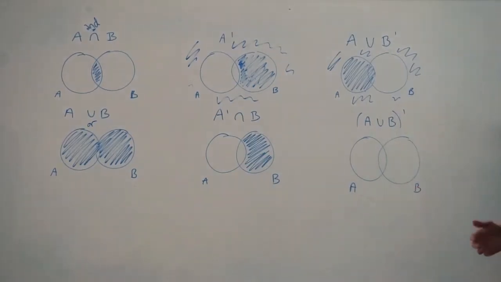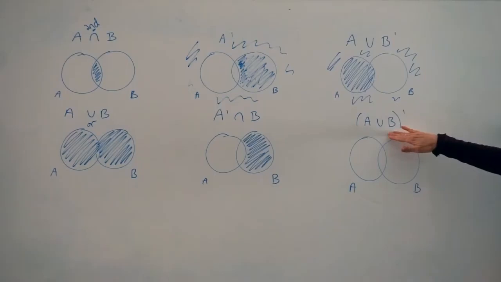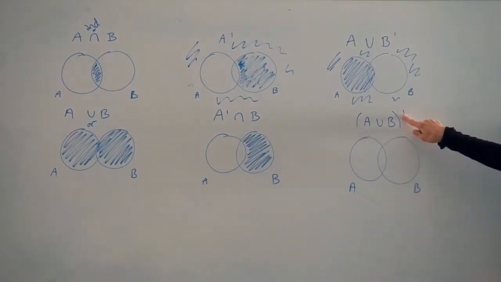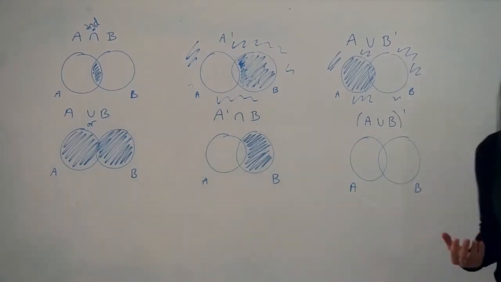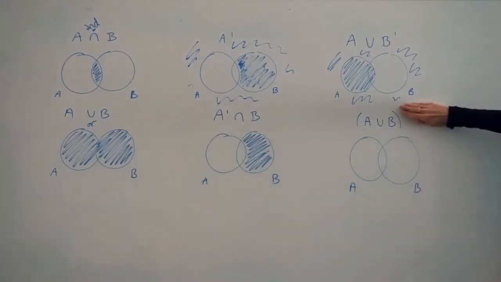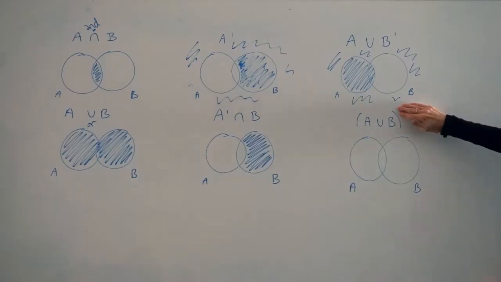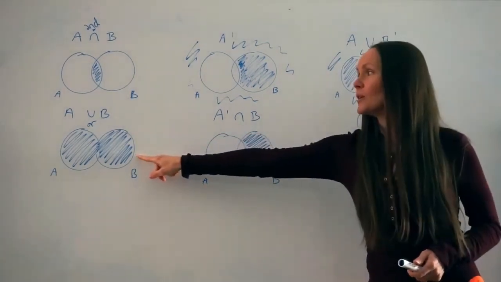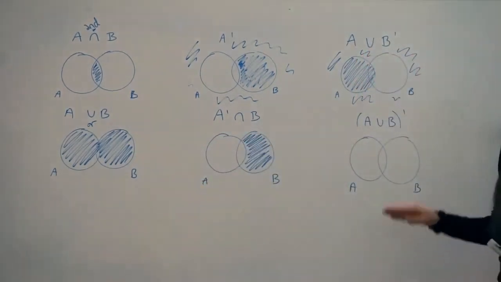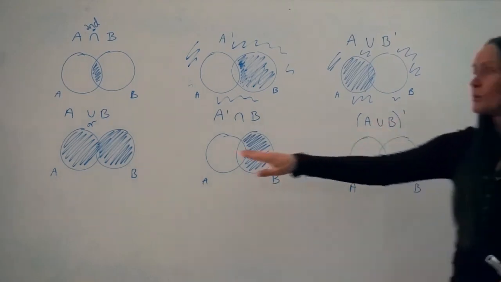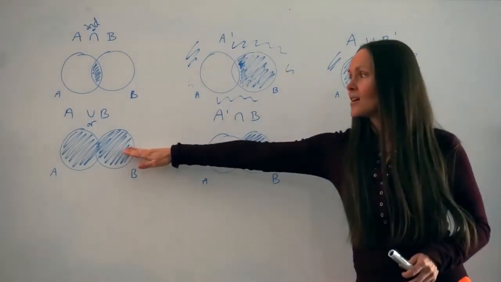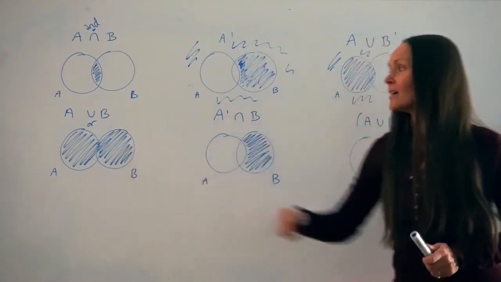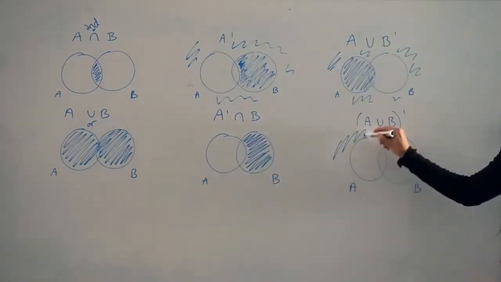Now, in the next example, it says A union B, but then there's a dash outside the bracket, so it's like the complement of A union B. So I always think it's useful to ignore this for the moment and just imagine what that would look like if you were to shade it. A union B would look exactly like this one here. We did A union B at the beginning. So if we're doing the complement of that, you would shade the opposite of this. So everything that's not shaded here would be everything outside.